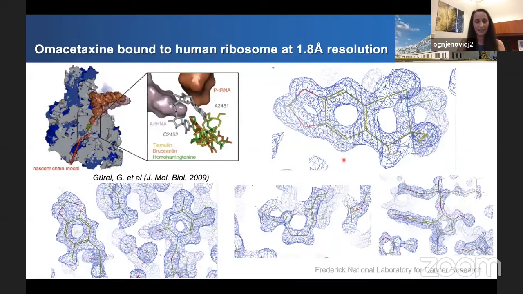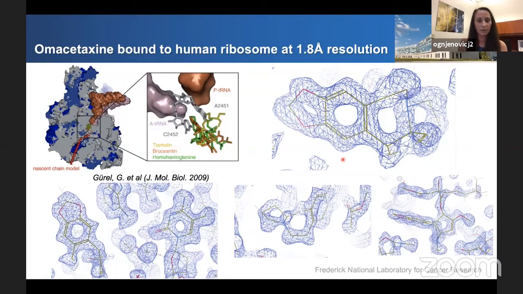After seeing these many structural details and after we saw this great push in resolution for rabbit ribosome, we went back to human ribosome and decided to go one step further and to add the only FDA-approved drug targeting the human ribosome directly, and that's omacetaxine, also known as homoharringtonin. This drug is used for treatment of chronic myeloid leukemia.